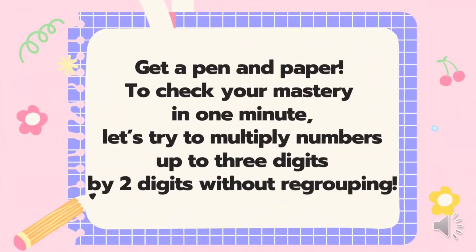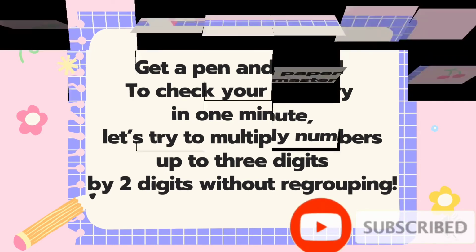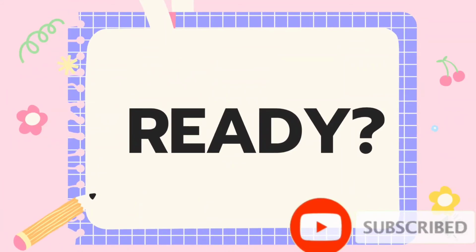Get a pen and paper. To check your mastery in 1 minute, let's try to multiply numbers up to 3 digits by 2 digits without regrouping. Ready? Let's do it!